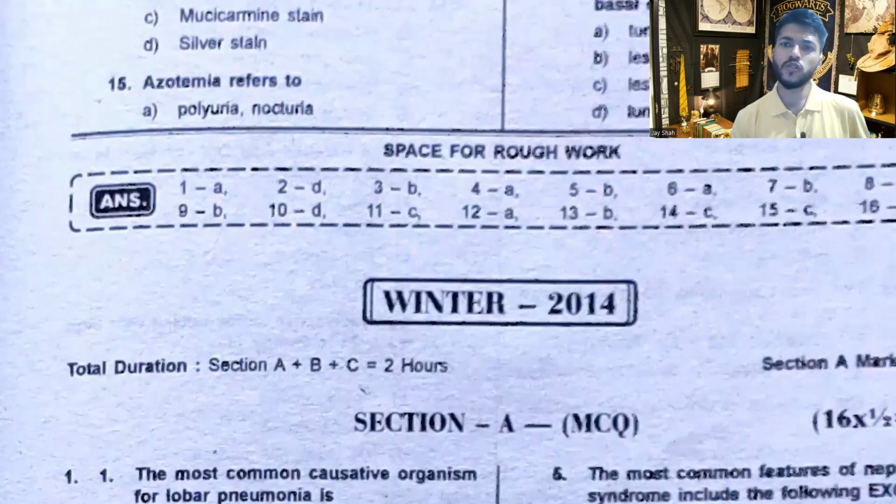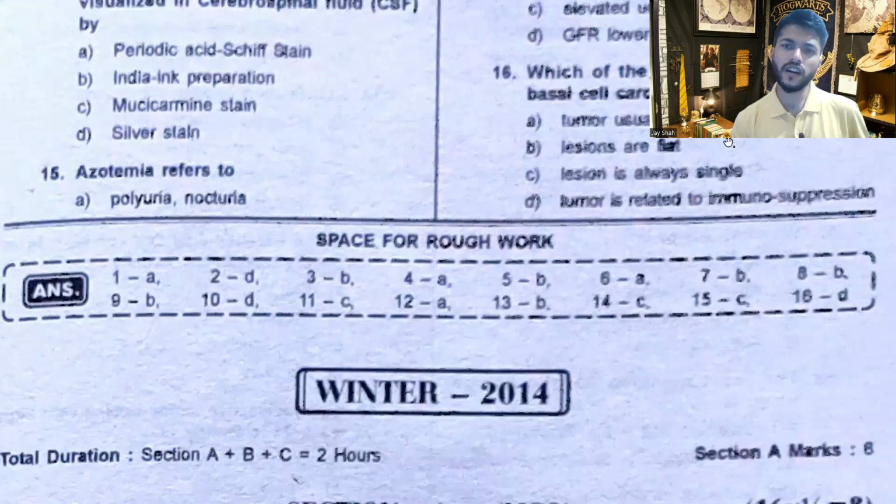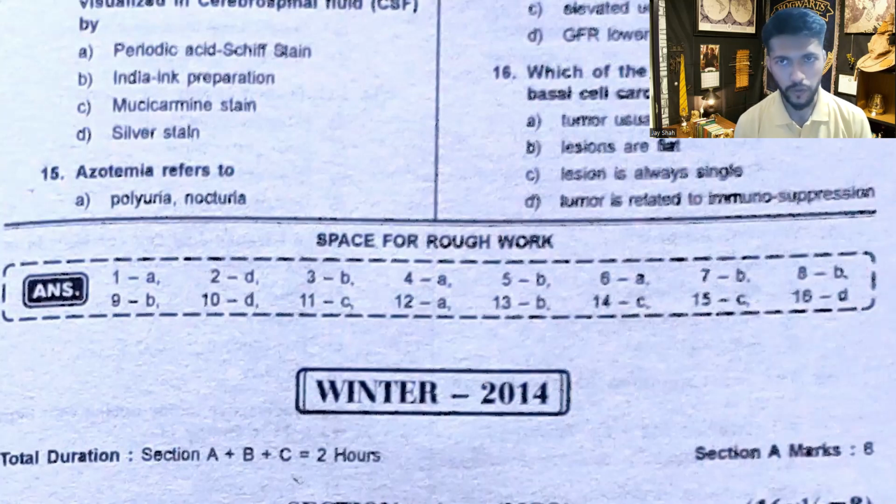Right. Which of the following is true about basal cell carcinoma? Usually metastasizes. False. It's not true. Lesions are flat. Let's see. No, because it's known as basal, so it has a cauliflower-like appearance. Lesion is always single. No, there can be multiple. Tumor is related to immunosuppression. That's true. These generally arise in people who are immunocompromised.